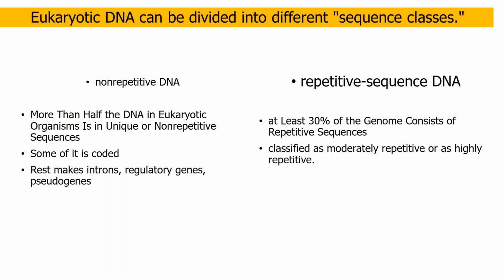Some of it will be coded, mRNA will be made and protein will be made. Some of them will make other things, like it will have introns, regulatory genes, pseudogenes, etc. But that sequence will be AG, CAG, some random, non-repetitive. Some will be repetitive sequence DNAs, that is, 30% of the genome consists of repetitive sequences. They are classified as moderate.